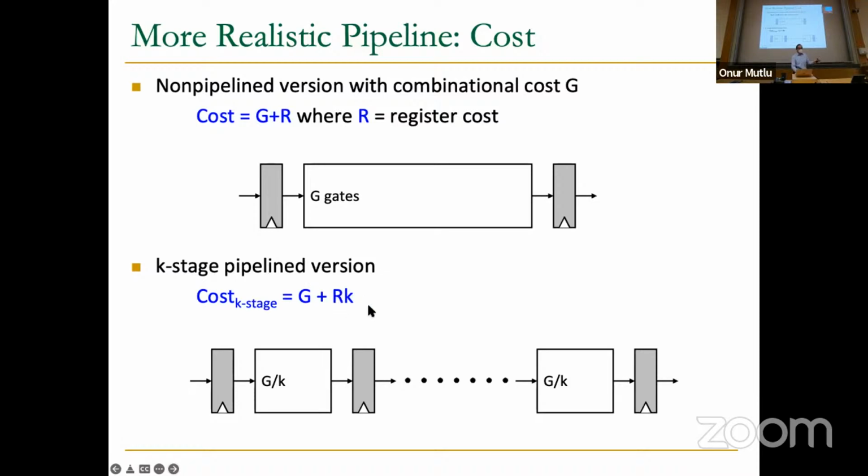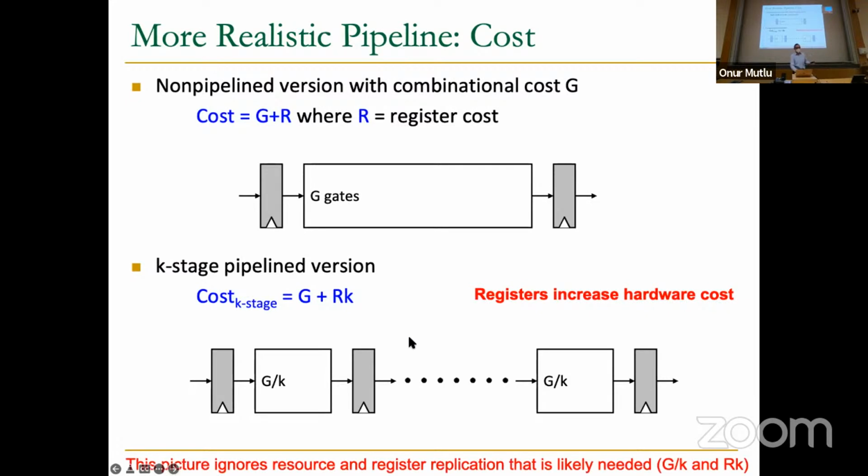You get R times K, as you can see. So this is costly, even if you just look at the register cost. Registers increase the hardware cost, and this picture ignores resource and register replication that's needed. Basically, G over K is really not G over K. It's G over 0.5K, maybe, I don't know. Maybe 2G over K, I don't know. It depends on how you balance things.